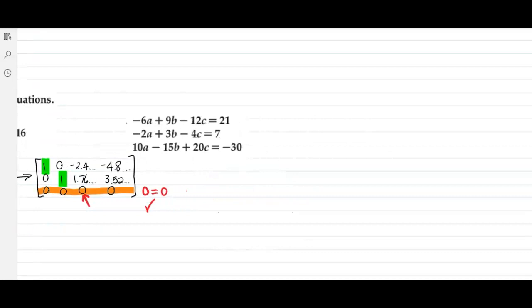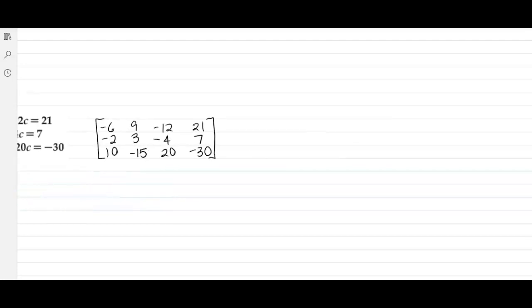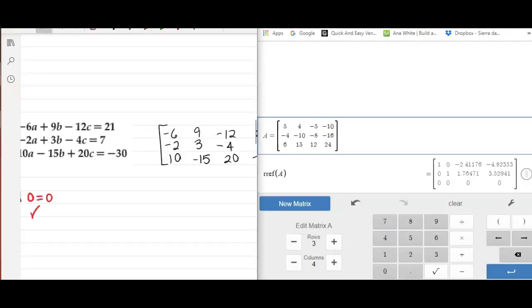Let's look at our next example. Again, making the matrix. It's nice because they're given to us in the appropriate form. That's not always going to be the case. Sometimes we're going to have to make sure we have A, B, and C on the left and our number by itself on the right. But so far we haven't had to do that. Let's type this into our matrix calculator.